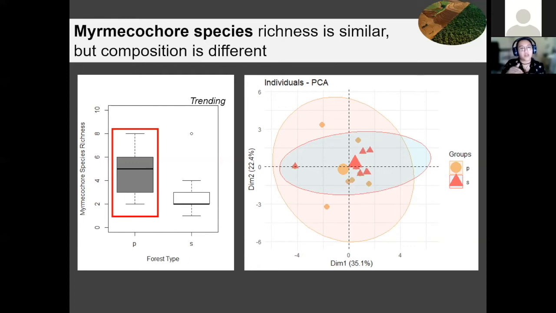So the main takeaway is, if you notice the orange triangles or red triangles, secondary forests, they're in a skinnier ellipse compared to the primary forests, which are in a little bit more spread out, larger ellipse. The key takeaway here is that the secondary forests seem to have a more specific and narrow community of myrmecochores, where the primary forests seem to have more variation in their composition. Maybe some of them had different species present than others. And so this just shows that there seems to be some sort of effect of land use history on these communities and their composition.